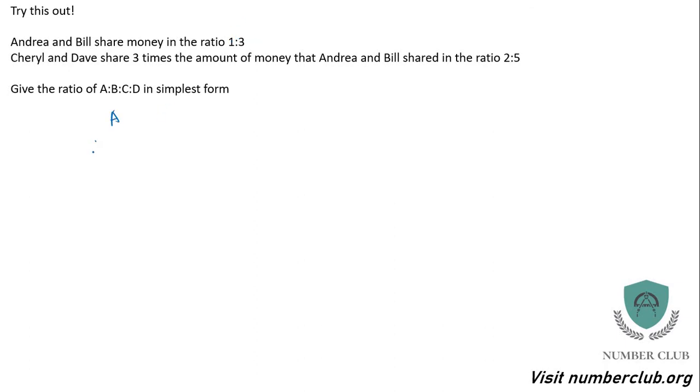Andrew is actually getting 1/4 of 1/4 of the money. Bill is getting 3/4 of 1/4 of the money. Cheryl is getting 2/7 of 3/4 of the money. And Dave is getting 5/7 of 3/4 of the money.